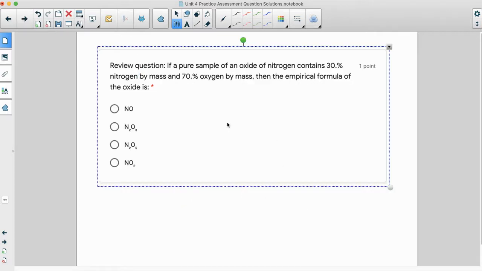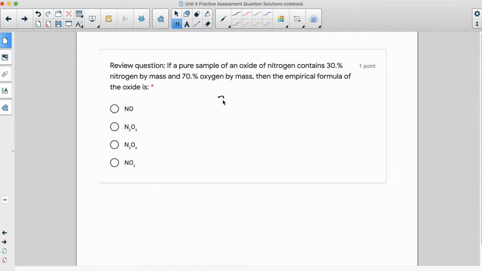This was a review question. So to find the empirical formula, remember we can take our percents, pretend that they are grams, and divide this by the molar mass of nitrogen to get moles. So 14.01 grams per mole. This is nitrogen. So dividing 30 by 14.01, we get 2.14 moles of N. Our 70 grams of oxygen is divided by 16 grams per mole.